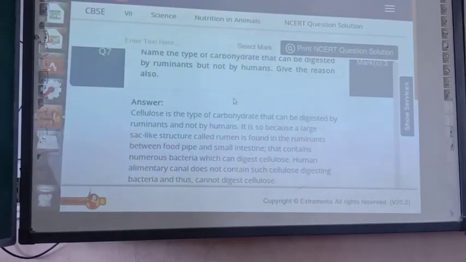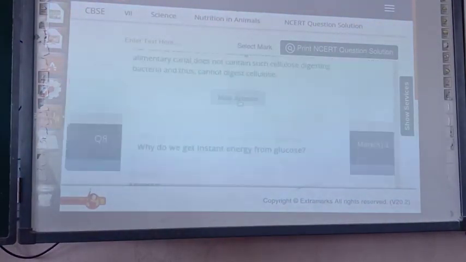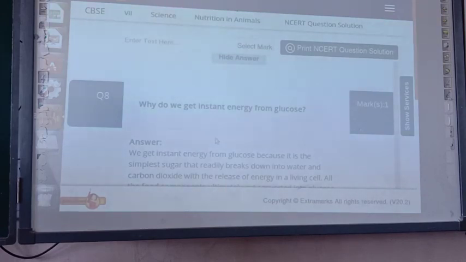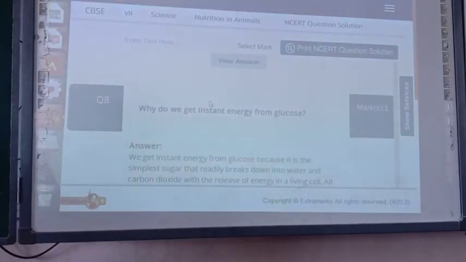Okay, so now you can see. A sac-like structure called rumen is found in the ruminants between the food pipe and small intestine that contains numerous bacteria which can digest cellulose. The human alimentary canal does not contain such cellulose-digesting bacteria, thus it cannot digest cellulose. Okay, so this is question number 7. Now question number 8.